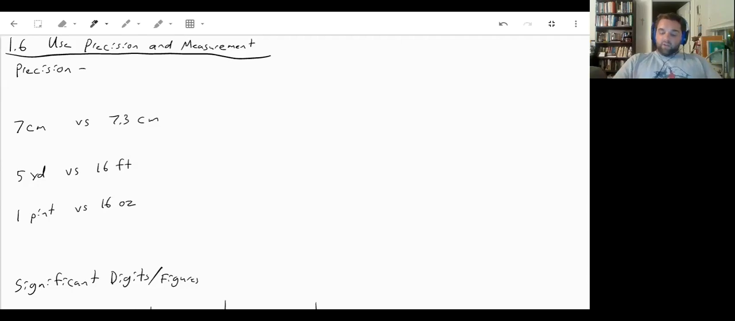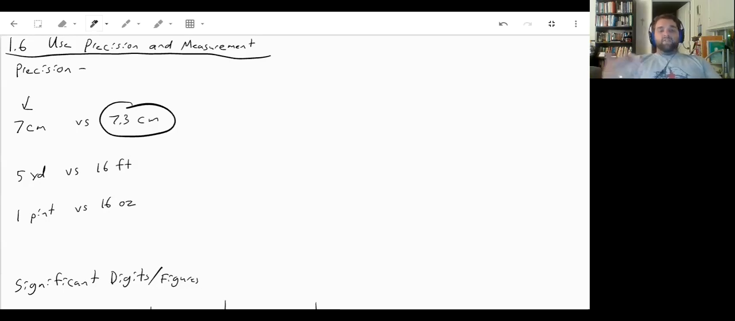measurement. So if we're looking at these examples, we have 7 centimeters versus 7.3 centimeters. 7.3 is going to be a more accurate and precise measurement because we're working in terms of tenths of centimeters versus just whole centimeters. 7 centimeters doesn't tell us much. It might have been rounded to 7. It was about 7, whereas 7.3 is just more precise. Like, you know, you had to use a ruler for that. Or some sort of meter stick, I guess, since we're using centimeters.